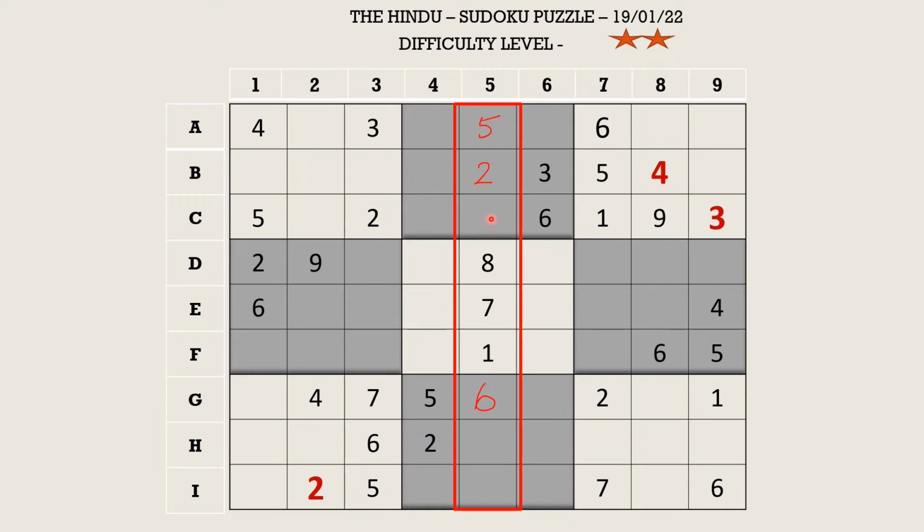Now there are 3 empty cells and the missing numbers are 4, 3 and 9. There is 3, 9 blocking this cell C5. So C5 takes 4. And the rest of the cells in column 5 take the 3, 9 complementary pair.